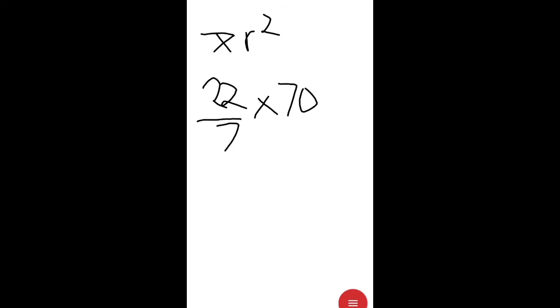So the area of the base, which looks like a circle, so in that case we'll look for the area of a circle. The formula is pi r squared. Our pi is 22/7. Our radius is 70 as we got earlier, so 70 squared. When you put everything into your calculator, you should get 15,400 millimeters squared.